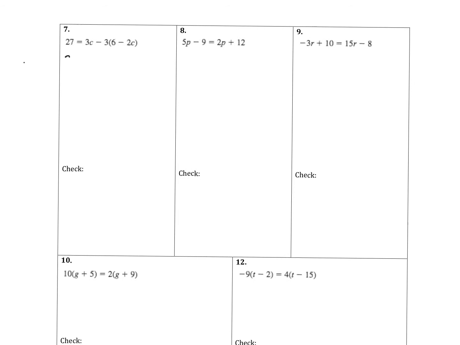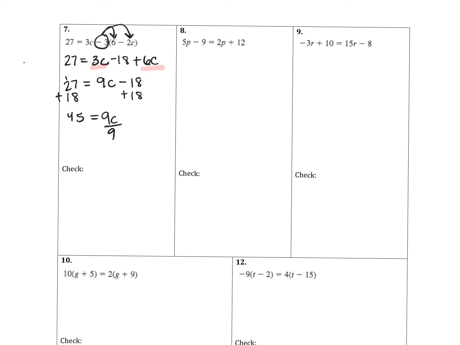27 equals 3c minus 3 times (6 minus 2c). We need to distribute this negative 3 in. Negative 3 times 6 is a negative 18. And negative 3 times a negative 2c is going to be a positive 6c. Let's combine those like terms of 3 and 6. We'll get 27 equals 9c minus 18. Let's add 18 to both sides. Okay, so we get 9c equals 27 plus 18, that's 45. We can divide by 9 on each side and get c equals 5.